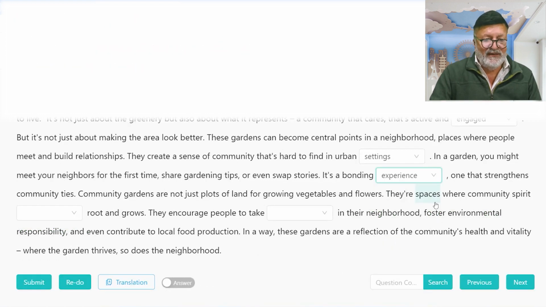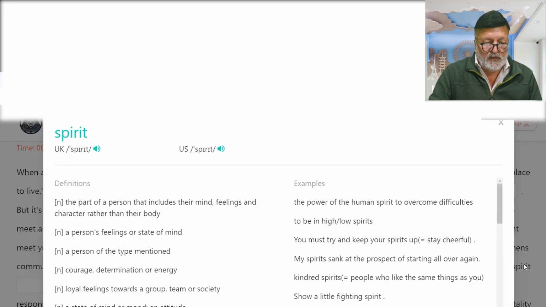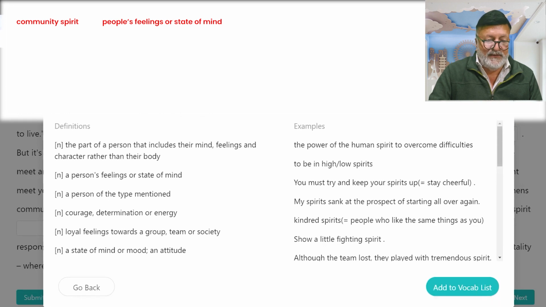For the fourth blank, let us start reading from they are spaces where community spirit dash root and grows. So what does community spirit mean? We can check the meaning by pressing on the word spirit. Therefore, community spirit means people's feelings or state of mind.